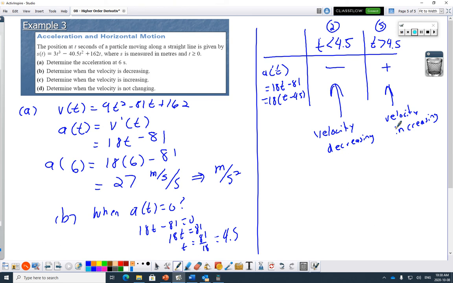Oh, I did B and C right there. The chart gave me both the answers to B and C. It just told me when acceleration was positive and when acceleration was negative, and that tells me when the velocity is increasing and decreasing. When's the velocity not changing? That's when a at t equals 0, which is t equals 4.5 seconds. Those questions are sort of asked in reverse there. To answer the first question, I really needed to answer the second question first.